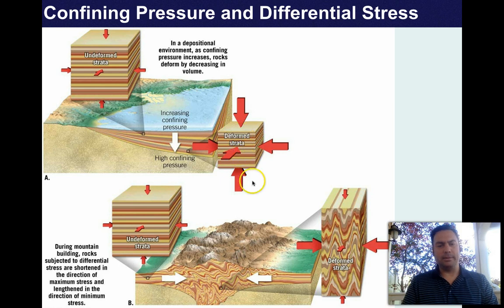They're compacted. And of course, during mountain building, rocks subject to differential stress are shortened in the direction of maximum stress. So in other words, you're taking this set of rocks over here and compressing into this set of rocks here. So if it was undeformed, as we see up here, and you compress it, it starts to look like this. And you have a huge arrow of compression this way and this way, but the other arrows are much smaller, showing that the direction of impact is this way.